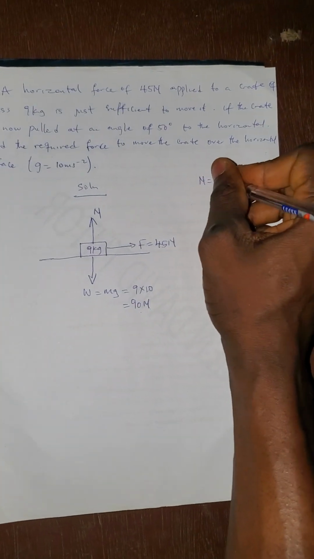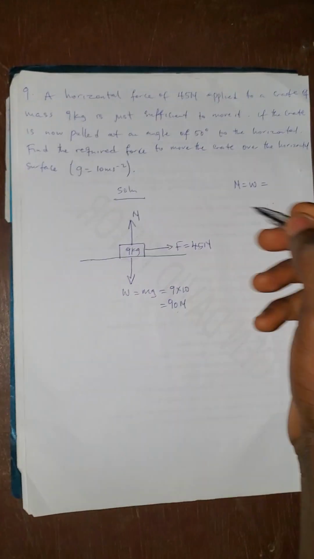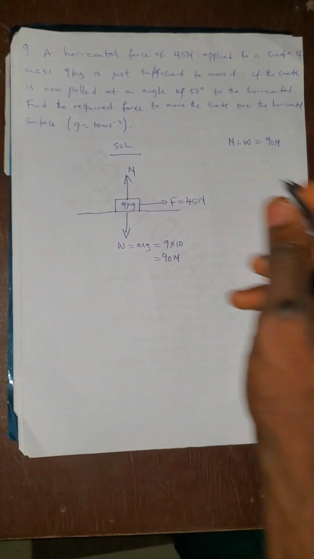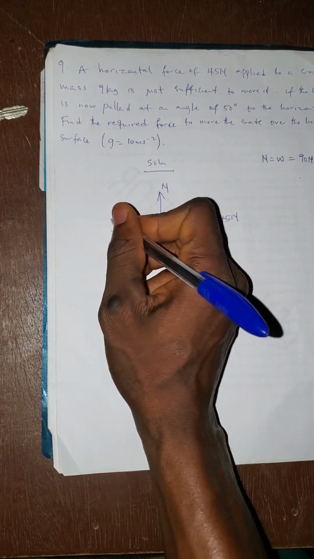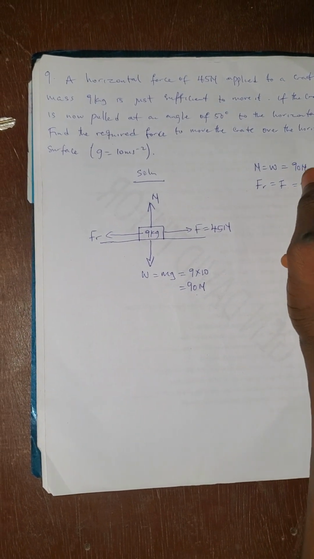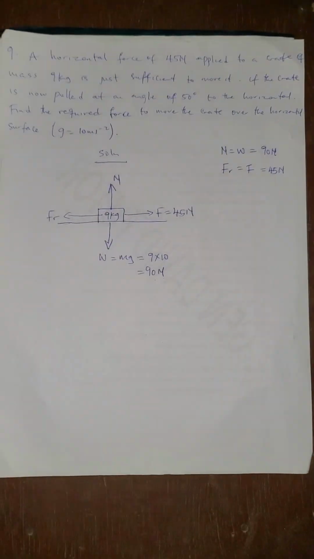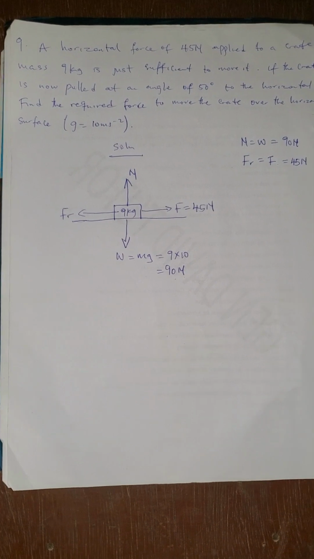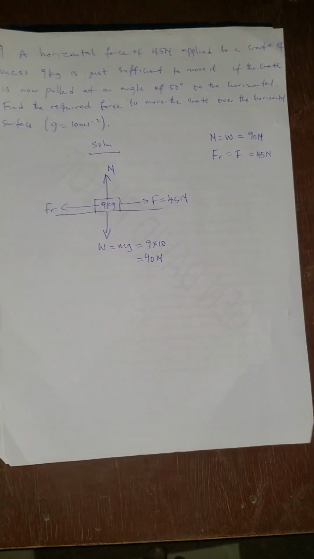Since N is equal to W, because the motion is horizontal, it will be equal to what? 90 Newton as well. The normal reaction will be 90 Newton. And there will be a frictional force that will oppose this motion. Frictional force is equal to the applied force in this case. So it will also be what? 45 Newton.